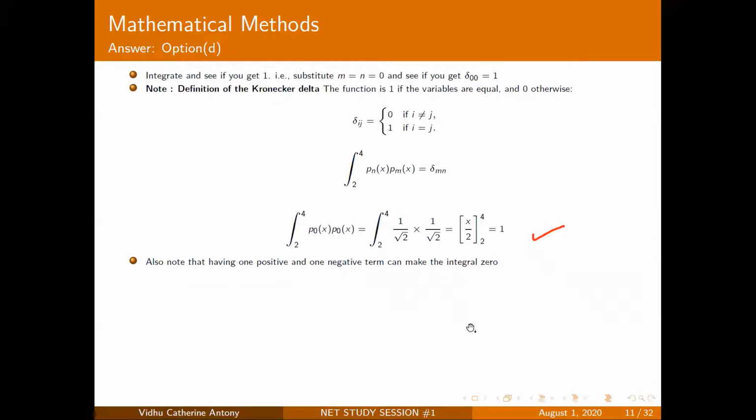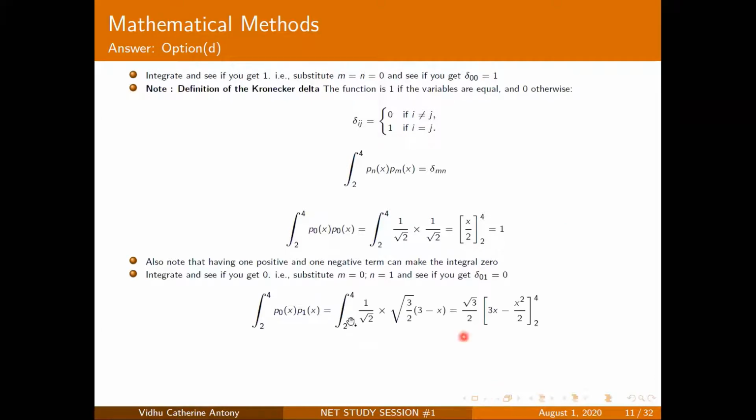Now, if you do not have time, you automatically tick off the fourth one. If you do have time to verify the question, you can do P naught of X and P1 of X. You multiply it and then you integrate it. This is a trivial integral. You can just do it immediately. You have a root 3 divided by 2, and then you have 3x minus x squared divided by 2, and the limits from 2 to 4, you end up getting a 0. So you end up knowing that the last option, option D, is the correct answer.